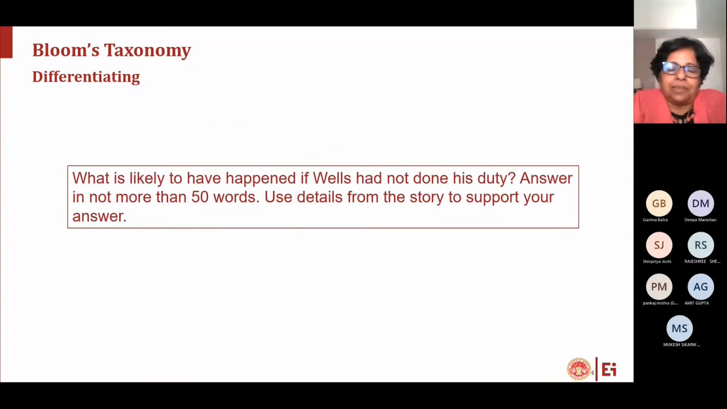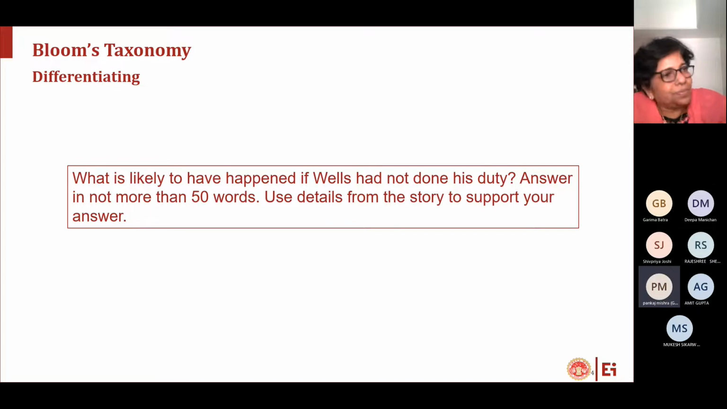Pankaj sir, can you please help read this question? Yes, ma'am. What is likely to have happened if Wells had not done his duty? Answer in not more than 50 words. Use details from the story to support your answer. Okay. What do you think? At what level do you think this question is? Is it granular or conceptual level?